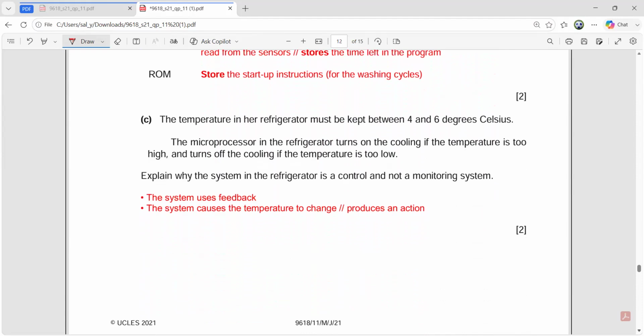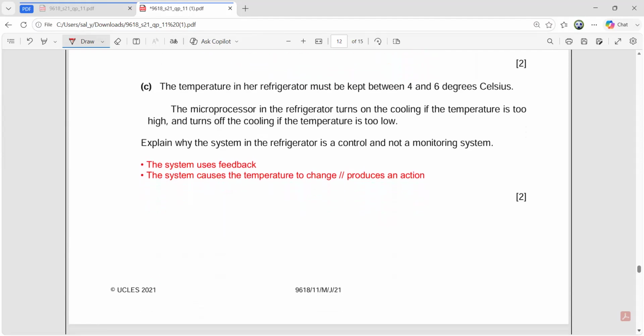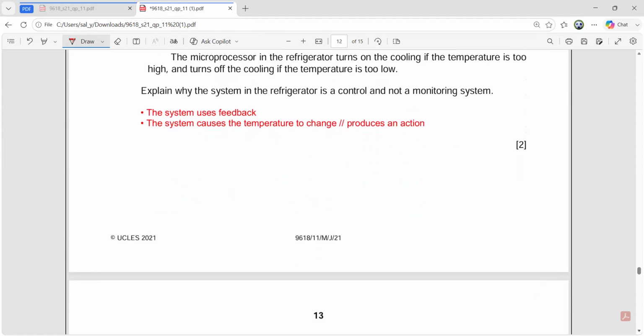So here we can see, control means, we recall, taking some corrective action, or in other words, it uses the feedback. So it's a 2-mark question, and the user knows that you are actually taking some action, or something has happened. So the system is using feedback. The system causes the temperature to change as it is resulting in some action that is being performed, and that is why the refrigerator is a controlling application and not a monitoring system.